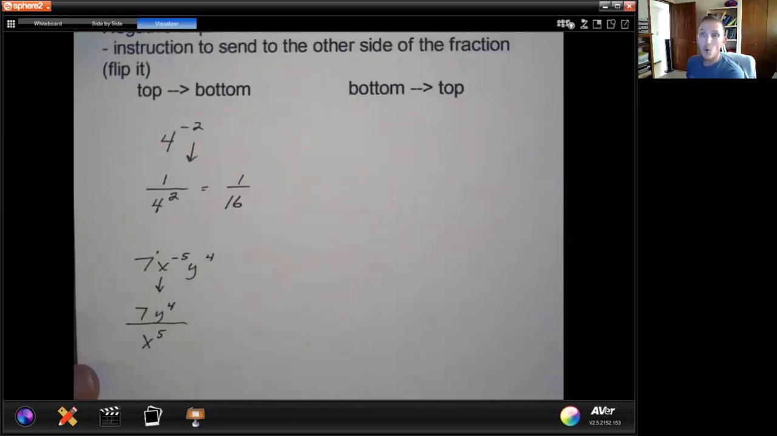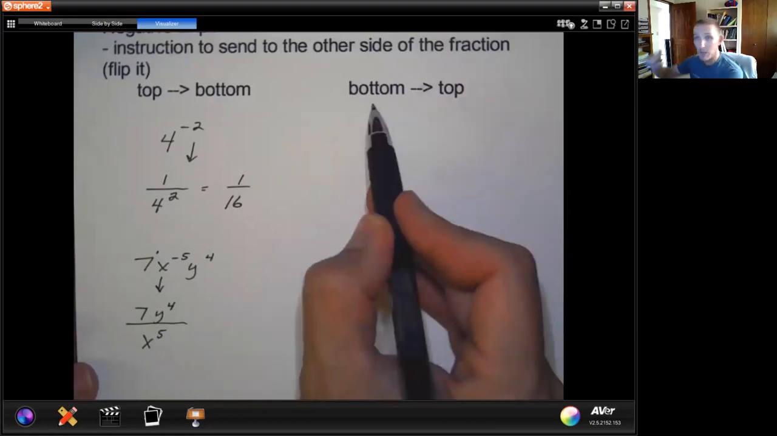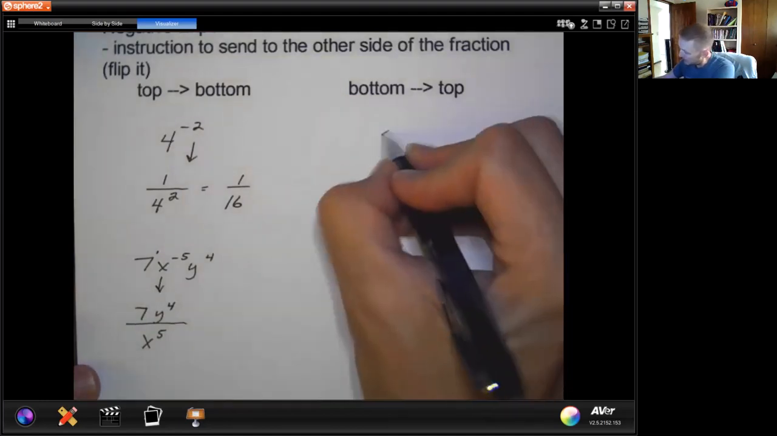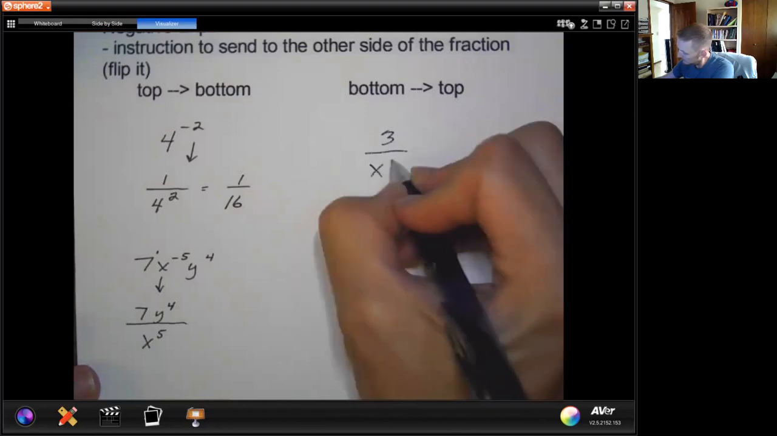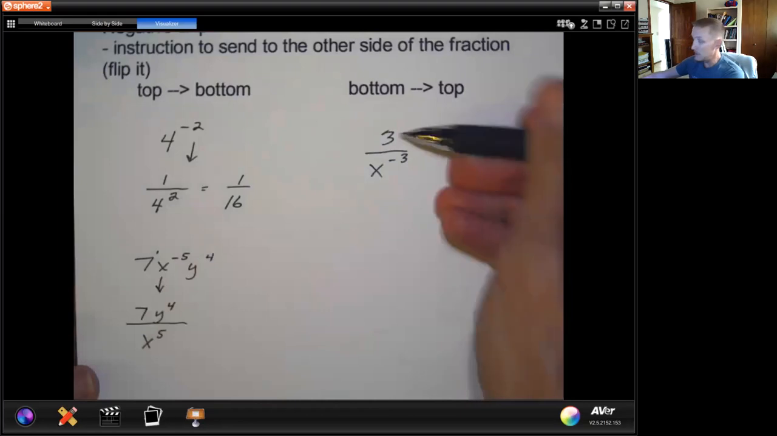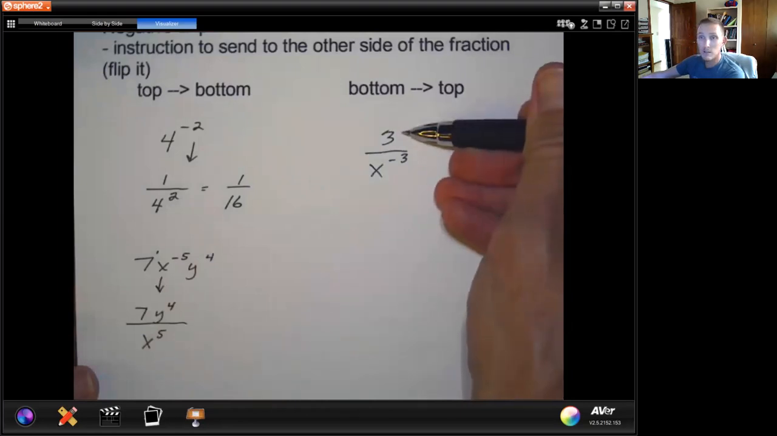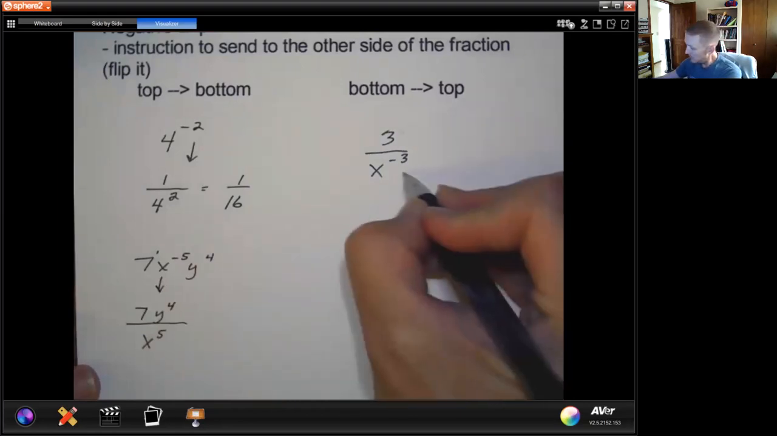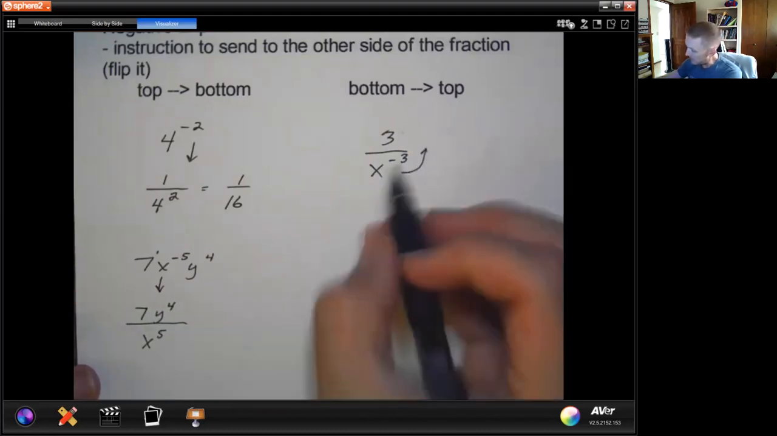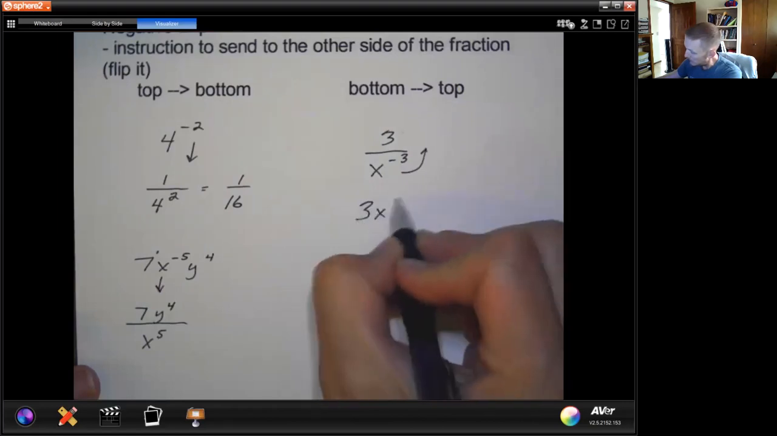Now, what if there's already a negative exponent that's in the bottom? So that's the second one here. If it's in the bottom, it flips to the top. So what if I have something that looks like this? 3 over x to the negative 3rd power. Well, the 3 isn't going anywhere because it already is with a positive exponent. But this guy here is now going to have to flip to the top. And then that becomes 3x to the 3rd power.